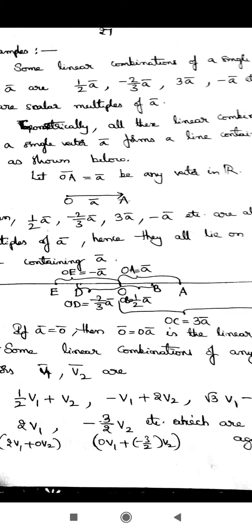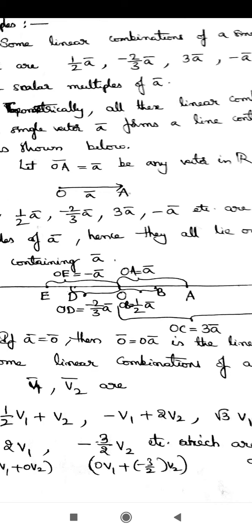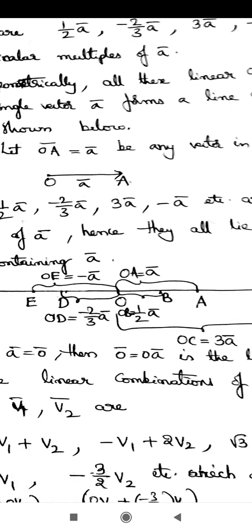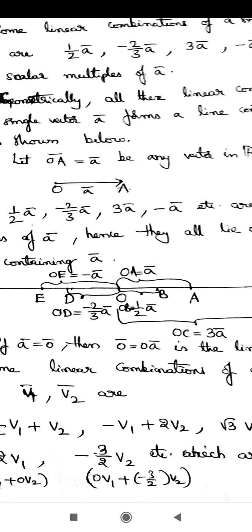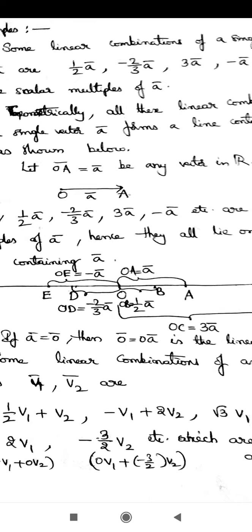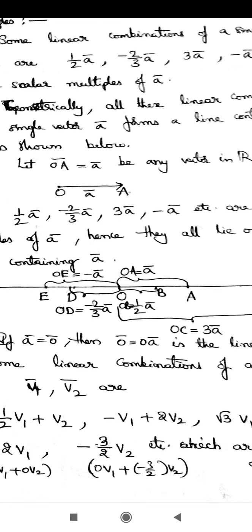Yes, this can happen because all the scalar multiples of a bar are nothing but the linear combination of that vector itself. So even though we are not taking the sum of scalar multiples of a bar, each single scalar multiple of a bar can make a linear combination of that vector a bar.